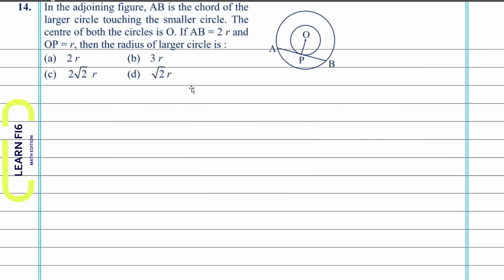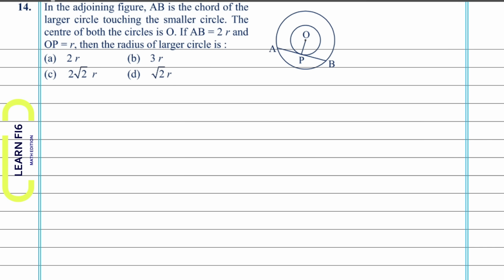Let's go to question number 14. In the adjoining figure, AB is the chord of the larger circle touching the smaller circle. AB is a chord which touches the smaller circle. The center of both circles is O, which means these two circles are concentric to each other. AB is equal to 2R and OP is equal to R. Then the radius of the larger circle that we have to find.